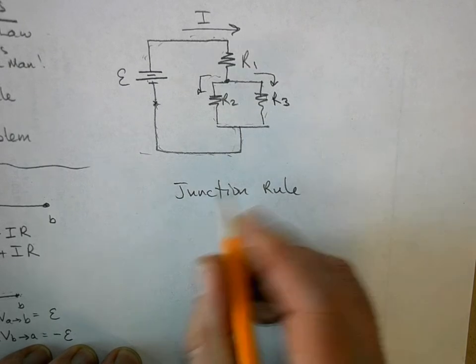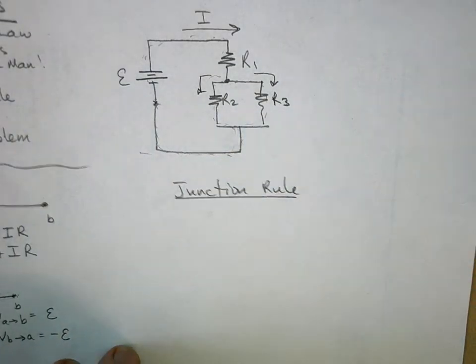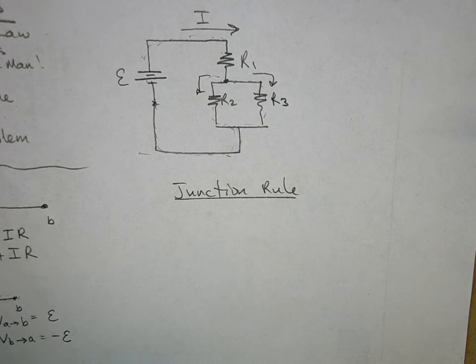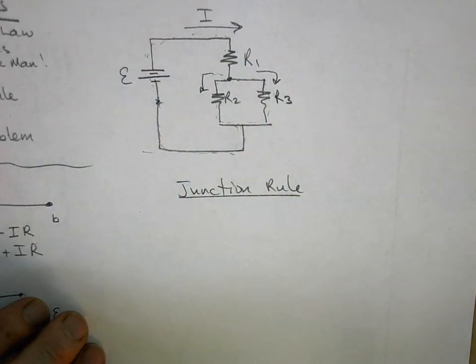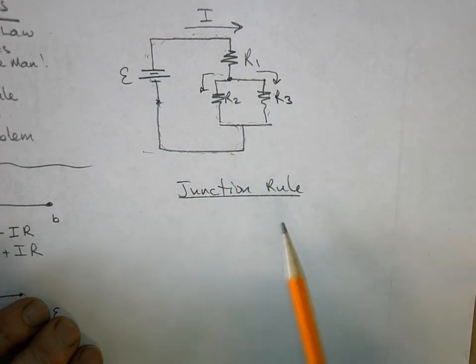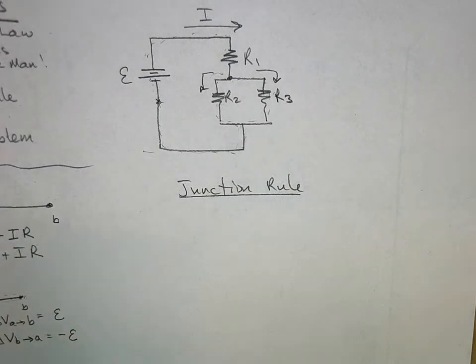Now, what these rules are going to do, the junction rule and the loop rule, they're going to give us equations that will allow us to solve a circuit. And when I say solve a circuit, I mean we're going to know what every single current is, we're going to know what every single voltage drop is, and we're going to know how much power is going out every single resistor. We're going to know everything about that circuit. Now, one of the things you have to know in advance is, hey, what are the batteries and what are the resistors? But if you know the batteries and the resistors, you can use these rules to figure out what the currents are, what the voltage drops are, and what the power out the resistors are going to be.